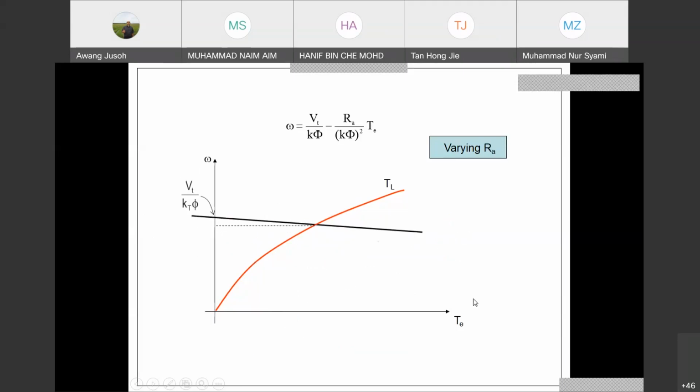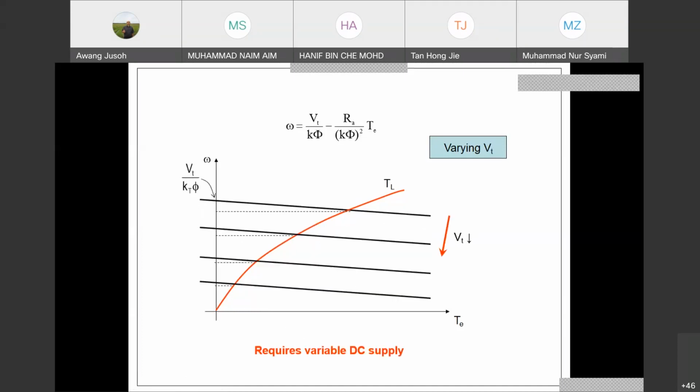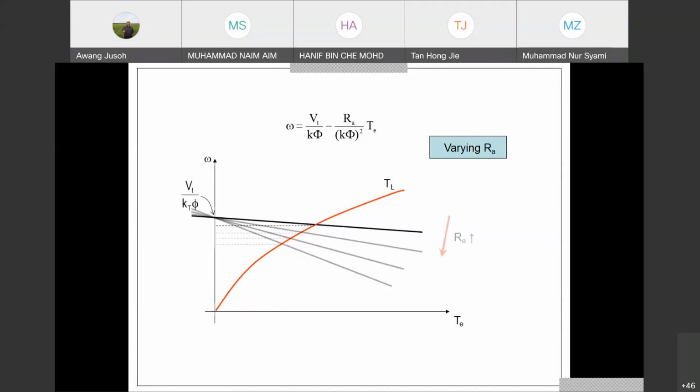Okay, next method we use the RA. RA is the resistance of the armature. But definitely we need to insert the external resistor in series with the resistance of the armature. You need to put extra resistance in the armature circuit in series. Then what happens now? Because this is a no load speed, use this formula.